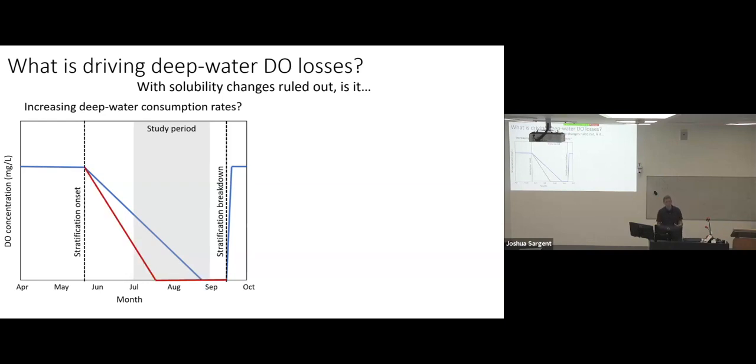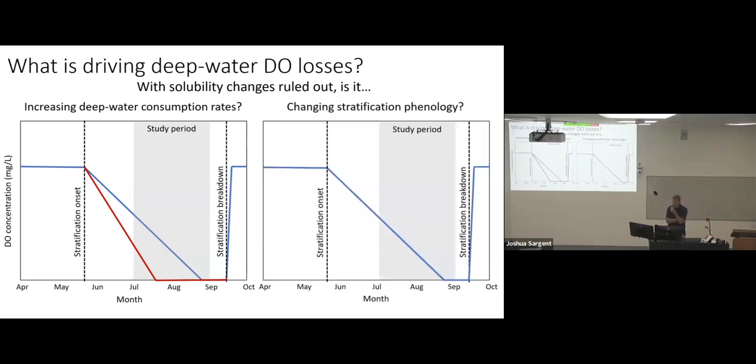If we see an increase in deep water dissolved oxygen consumption rates, we would see this reflected as the red line and an increasingly steep slope over time, right? Where the oxygen is drawn down more rapidly. And this can occur, for example, if we get more inputs of labile organic matter or if temperature increases. These factors can increase microbial respiration rates.